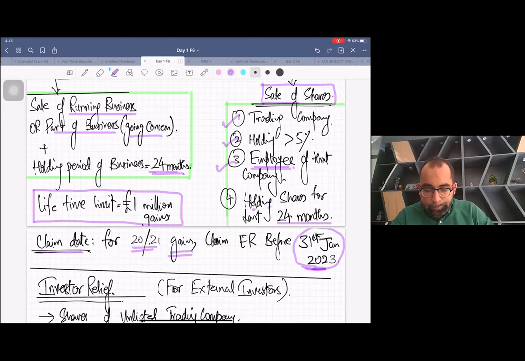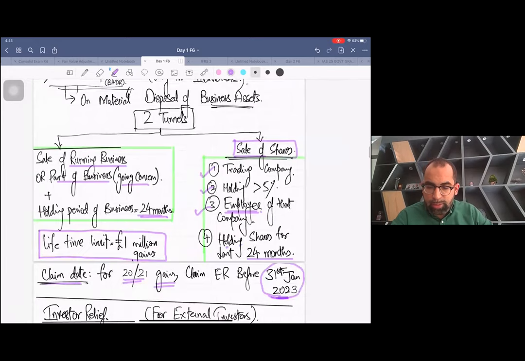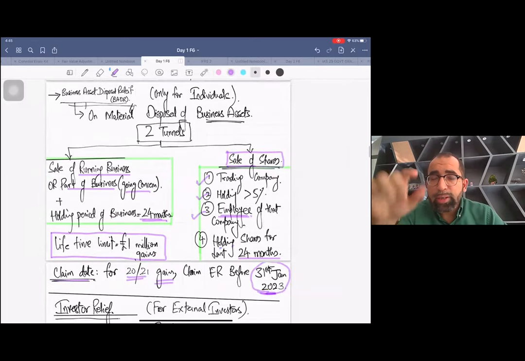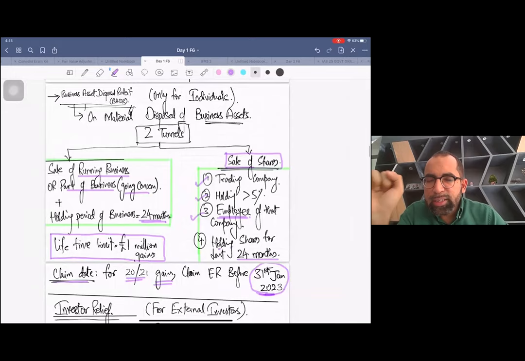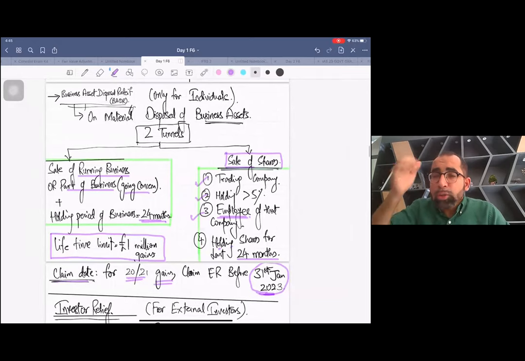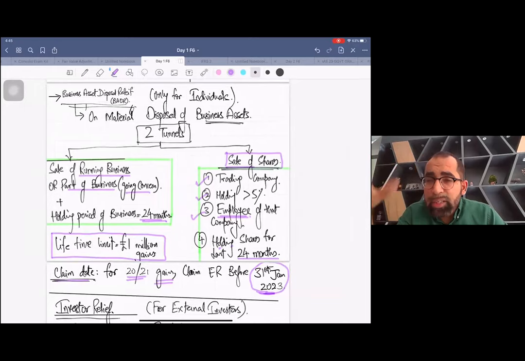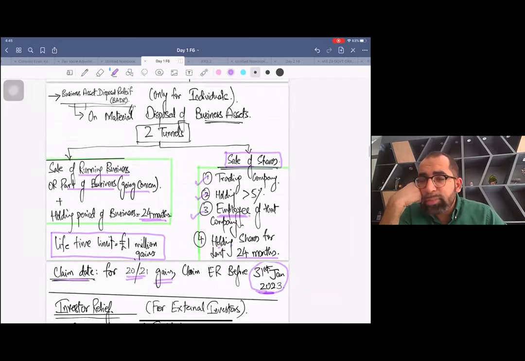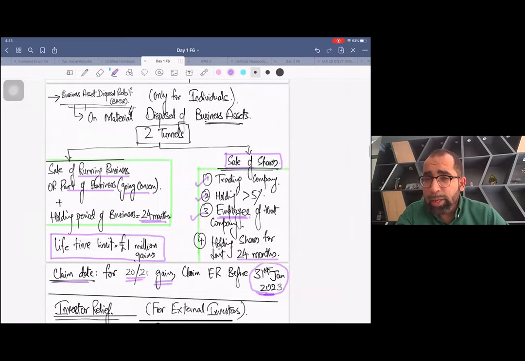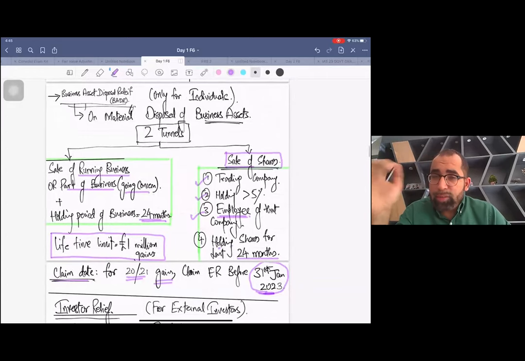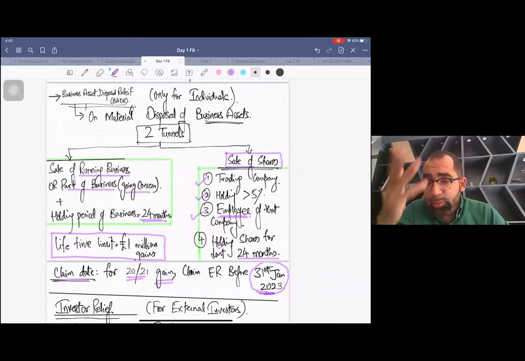Okay. Now, student, listen to one thing. There is one problem in this business asset disposal relief of shares. See the shares side. You must do a job in that company. That means only internal employees can claim this relief. One more thing, holding 5% is also a must. So this is very strict. The business asset disposal relief share side is very strict.